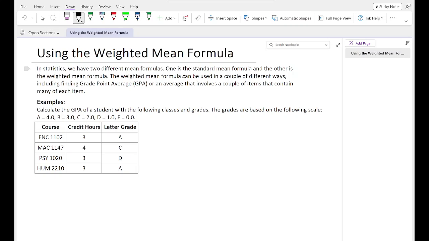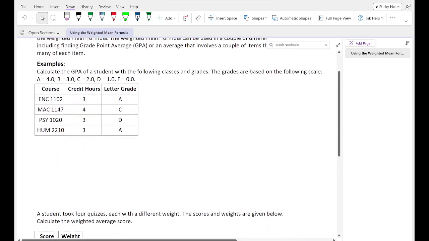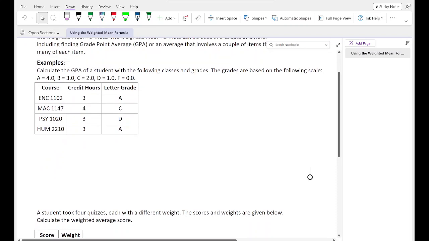The weighted mean formula can be used in a couple of different ways, including finding the GPA, the grade point average, or an average that involves a couple of items that contain many of each item. So maybe you have 2 or 3 different kinds of items, but there are hundreds each. So instead of trying to find the average of it, we can use the weighted mean formula. And I have an example with that at the end, so hopefully that will make more sense when we get to it. So let's look at some examples using the weighted mean formula.